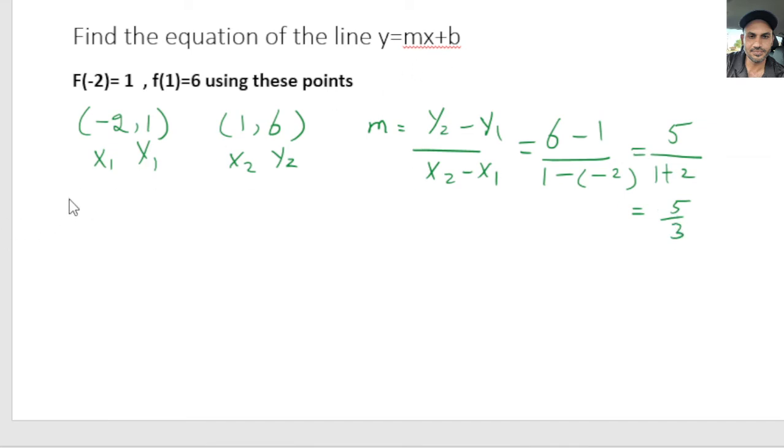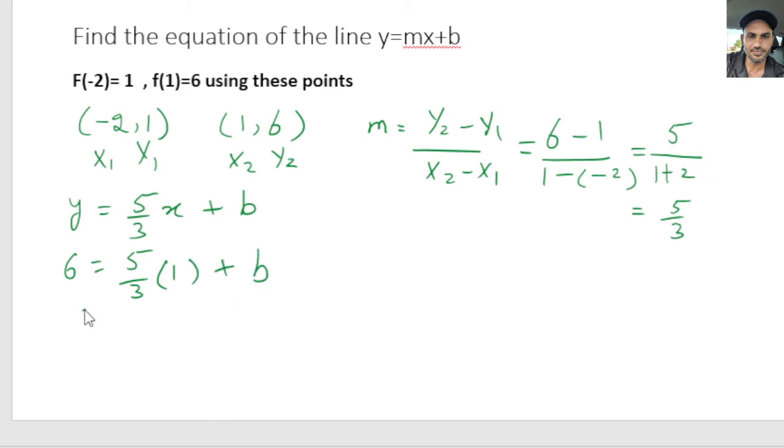So y equals 5/3x plus b. Now the only thing that is missing here is b, so we take one of these 2 points and plug into this equation and solve for b. So I'm gonna go ahead and plug in the second point. You can choose either one of those, whichever you feel comfortable with. So let's take this one and plug in the values. So y is 6, 5/3, x is 1 plus b.